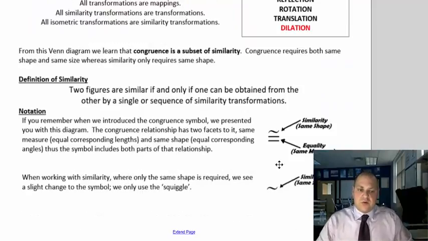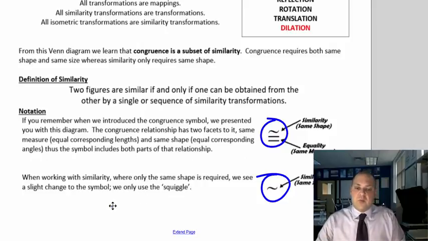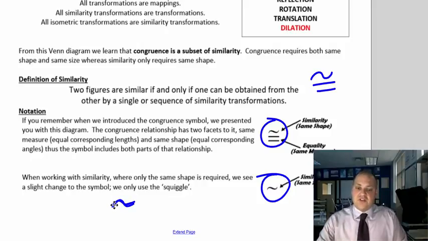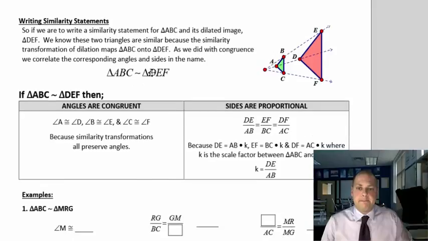Here's some notation for you. Remember, the congruent symbol means similar in shape, equal in measure. This other symbol means similar in shape. The symbol for similar is just a squiggle. Congruent was squiggle equals, because not only was it similar, it was also equal in measure. This is just going to mean similar: same shape, different size.